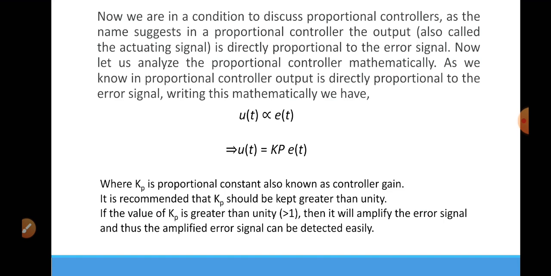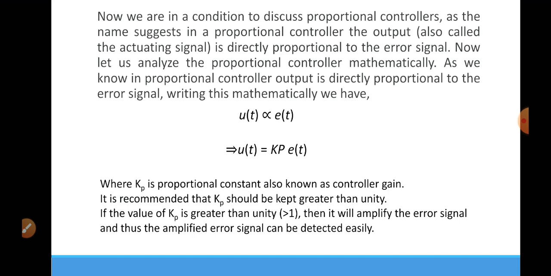If the value of kp is greater than unity, then it will amplify the error signal, and thus the amplified error signal can be detected easily. Why are we using this proportional controller? Sometimes the error signal is very weak or is in very small quantity, and this small deviation, or this small change in your error signal is sometimes left undetected by the plant.